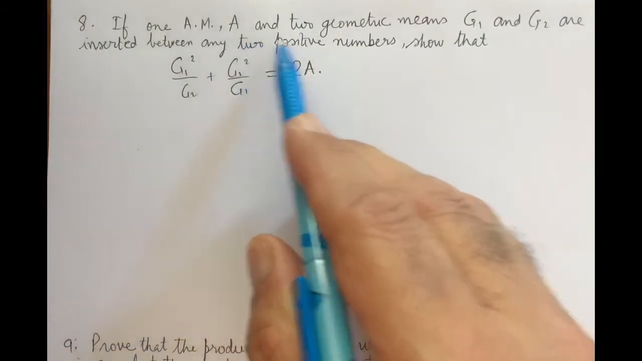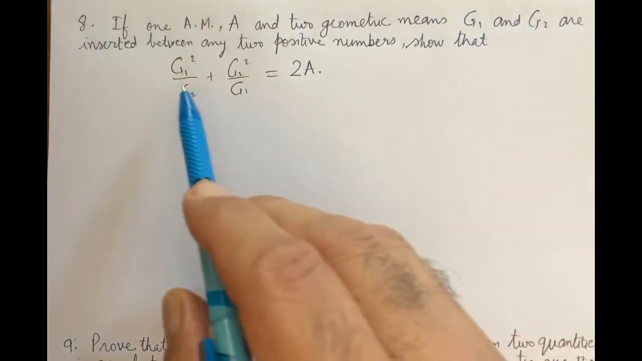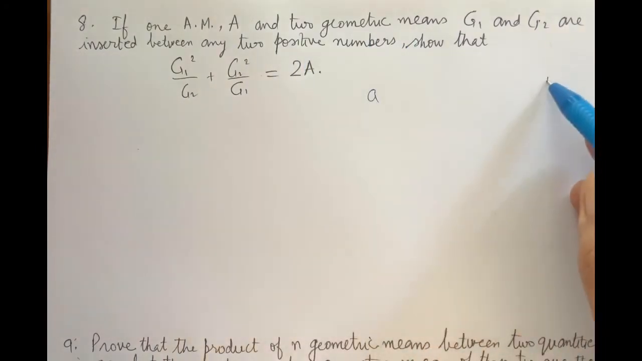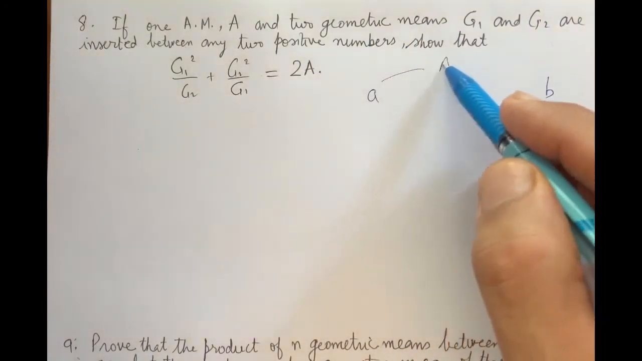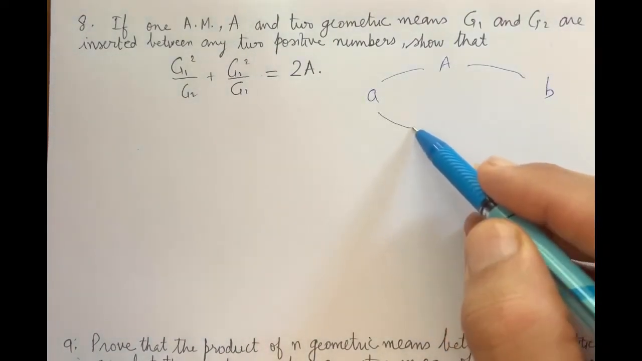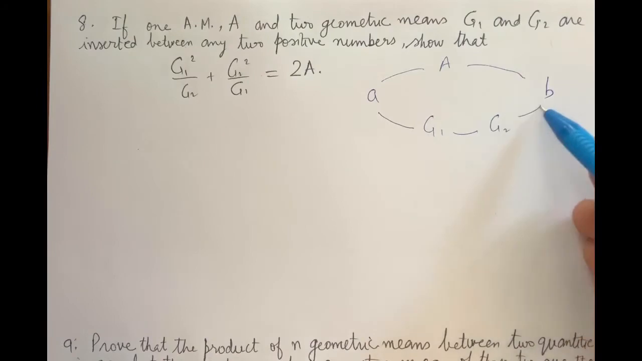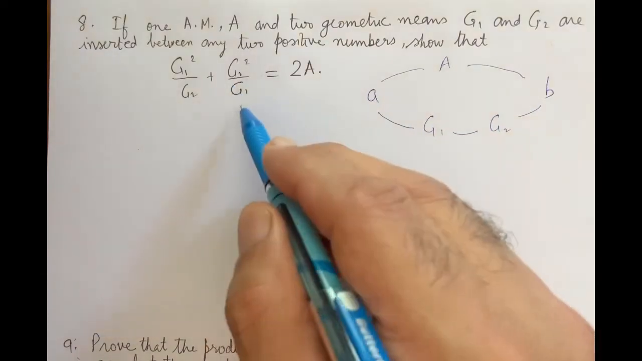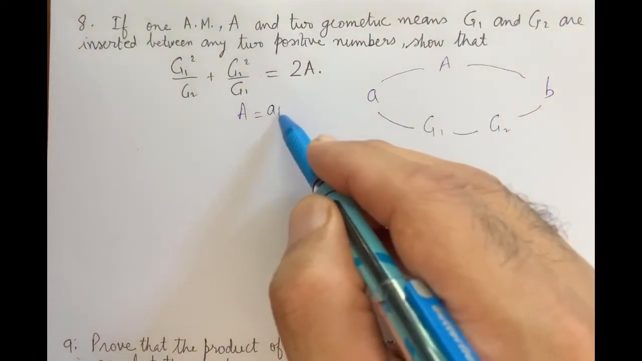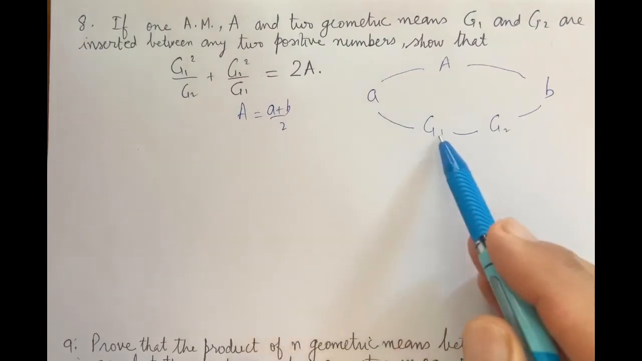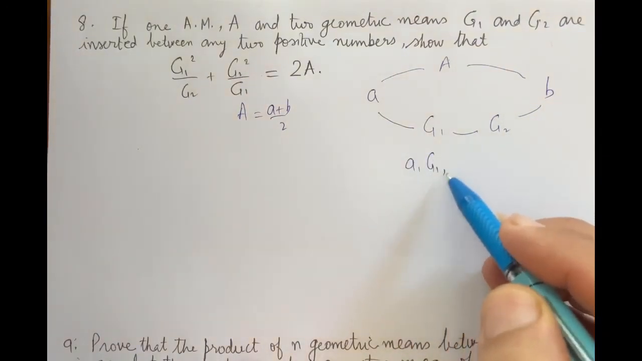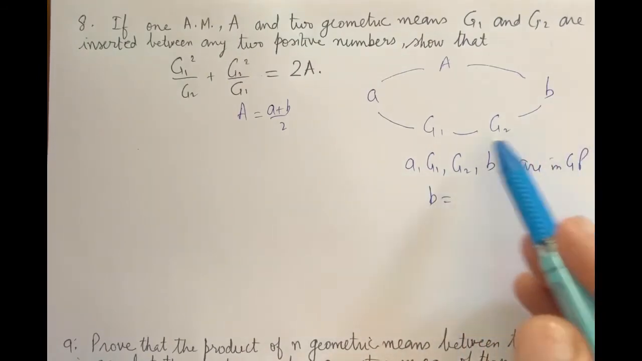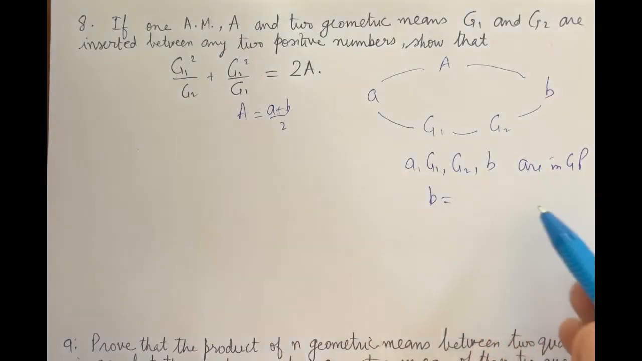One arithmetic mean A and two geometric means g1 and g2 are inserted between two positive numbers. So let's say the two positive numbers are a and b. We insert one arithmetic mean and two geometric means g1 and g2. So from this we can say that A is the arithmetic mean, so A is equal to (a plus b) by 2, and these are two geometric means, therefore a, g1, g2 and b are in GP, and b is the fourth term. Two geometric means plus two numbers, total 4 terms in GP.